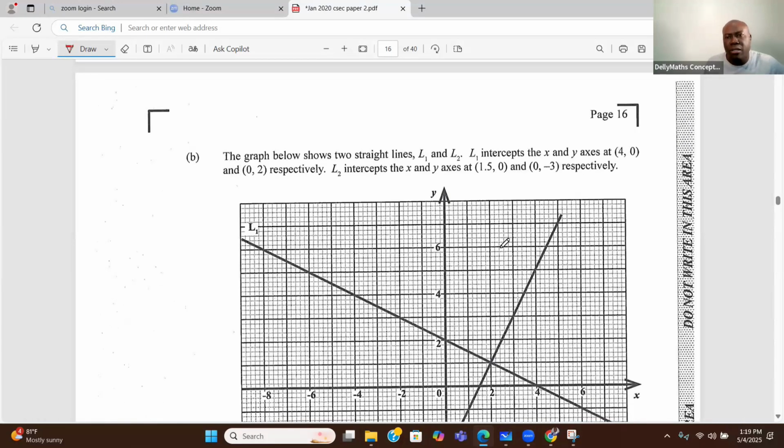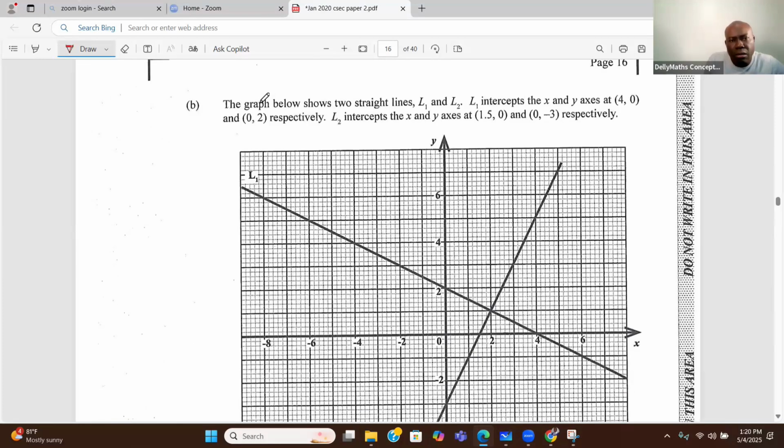So this one now says: the graph below shows two straight lines, line 1 and line 2. So this is coordinate geometry now. And it says they intercept the x and the y-axis at these numbers. So you get the coordinates where the intercepts go. You were told that line 1 intercepts the x and the y-axis at those. In other words, line 1 intersects here at 0, 2. The same line 1 right here is 4, 0. That's coordinate geometry right there.